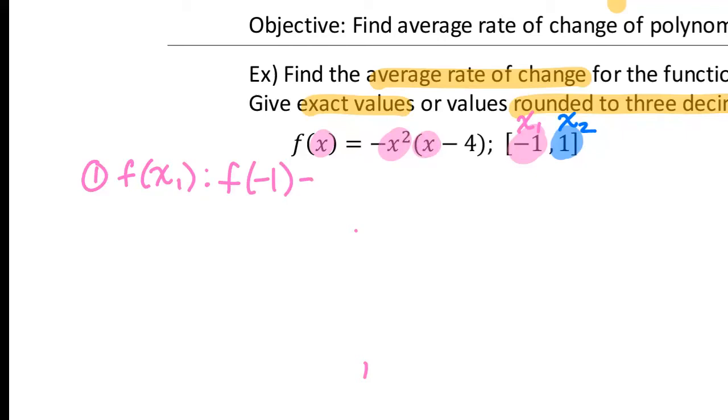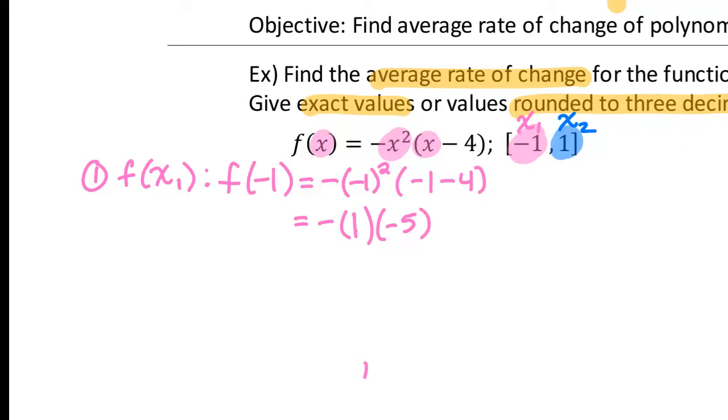So this is going to equal negative. The negative is outside. And then I'm going to do parentheses because I'm plugging in a -1 squared, times parentheses -1 minus 4. Okay? So this is going to equal a negative parenthesis. What's -1 times -1? +1, times parenthesis -1 minus 4, which is going to be a -5.